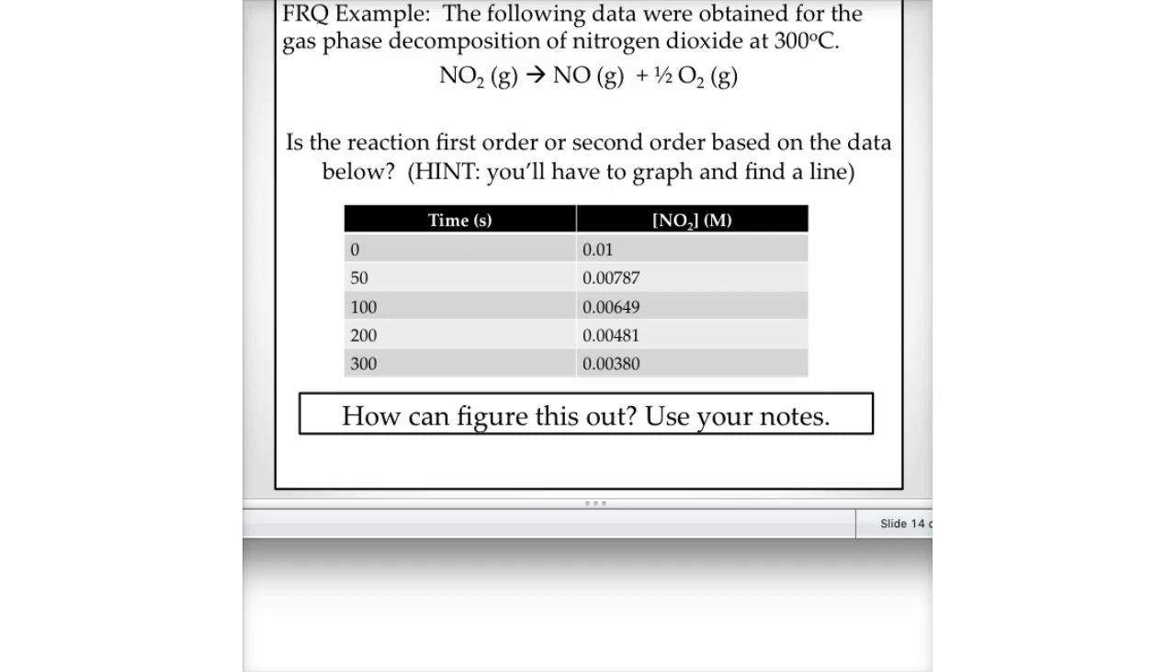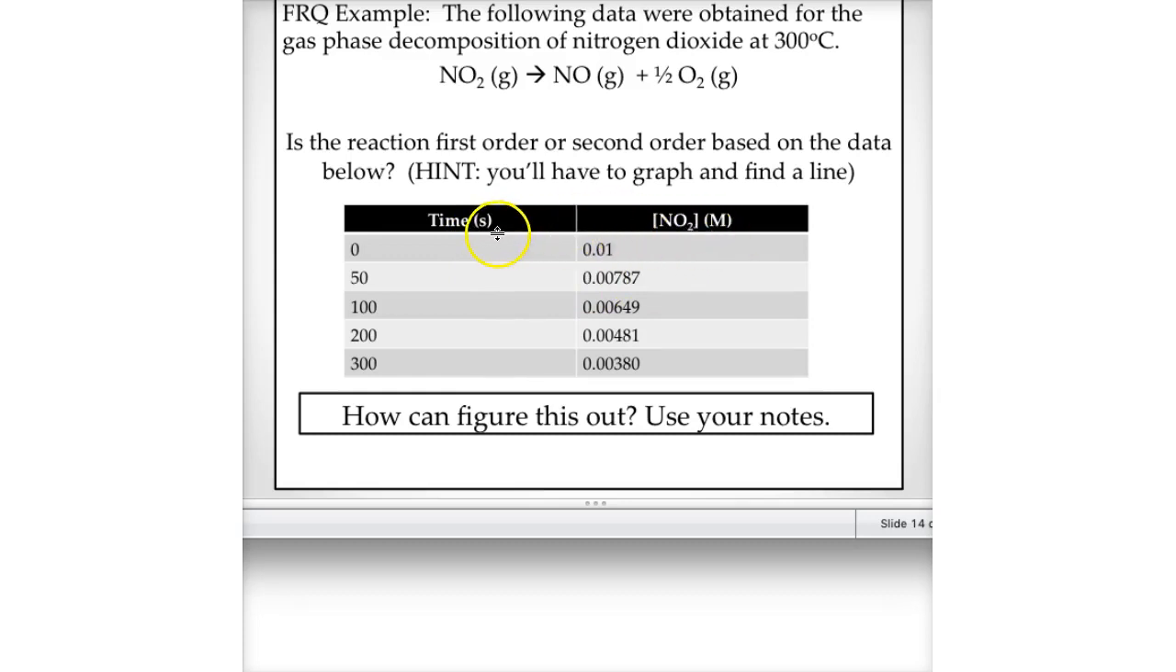In class, I went over another example. I said this was an example that was similar on the College Board. So here it says the following data were obtained for the decomposition of this substance. So here we have a reaction. We're given the time and we're given the NO2 concentration.